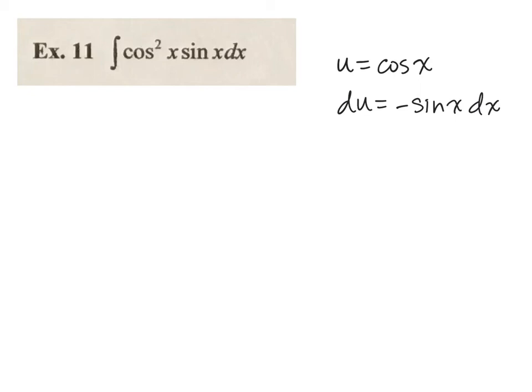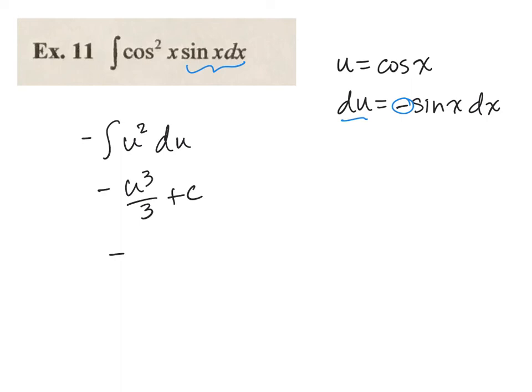All right, so we will replace cosine x with u. So we'll have u squared, and then sine x dx could be replaced with du, except for this negative sign. So to balance things out, let's put a negative out in front of our integral. So this would be negative integral of u squared, and then sine x dx can be replaced with du. So the antiderivative would be negative u to the 3rd over 3 plus c. And then let's do our back substitution. So that would be negative cosine cubed x all over 3 plus c.